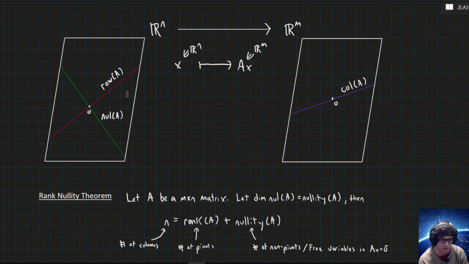This is interesting because it's like the matrix has n many dimensions to give out, and it's either going to give it to the column space or it's going to give it to the null space. You can think of it like that. And the proof of this is essentially by inspection of solving for these bases.